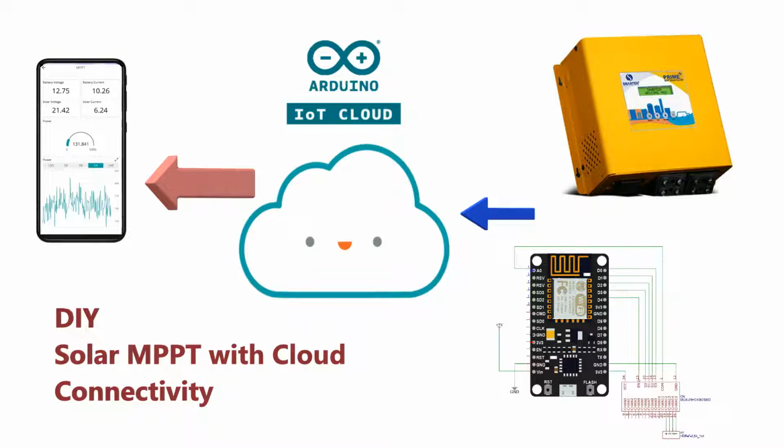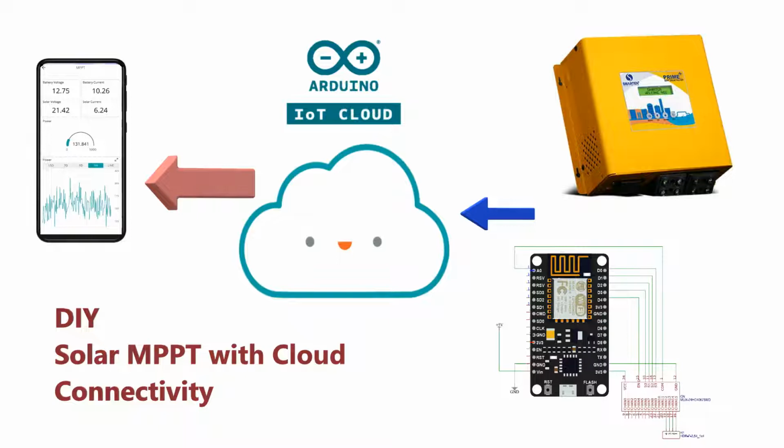Hello friends, today I will talk about how to convert a normal Solar MPPT to a cloud-based MPPT. The idea is basically to send all information from the MPPT to the cloud. Basically the solar voltage, solar current, battery voltage and battery current.